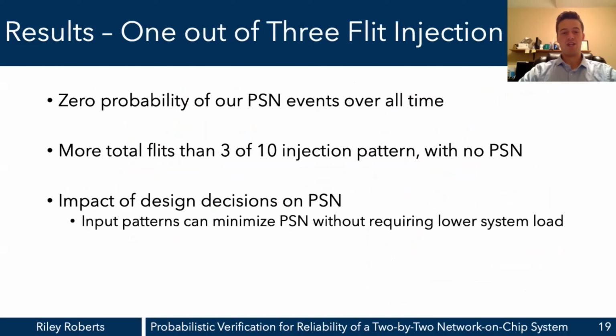Similarly, when we checked a burst of 1 out of 3 flits, we found that there was 0 probability of PSN events over all of time. Once again, this is more total flits than the 3 out of 10 injection pattern, but with no PSN in comparison to a relatively high amount of PSN for the 3 of 10 injection pattern.